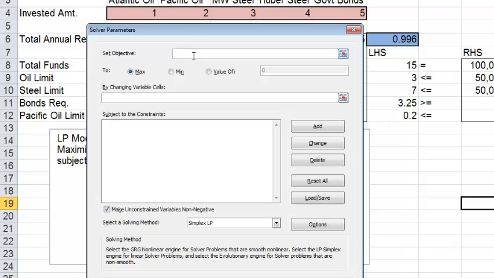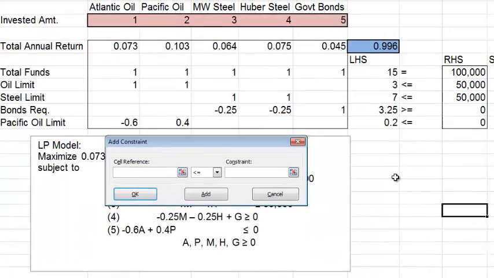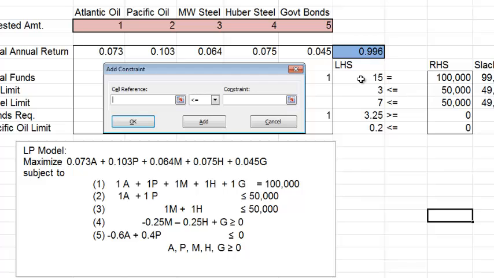So the objective cell here is the total annual return, and you want to maximize it. And the variable cells are over here, 5 cells. The constraints, you want to say add. Now the first constraint is equal to, but the second constraint is less than or equal to, so we can't do them together. So we would just do the first one and then say equal to, and then here click on the 100,000, then say add. But the second and the third constraints are the same type, so at least we could do these two together.